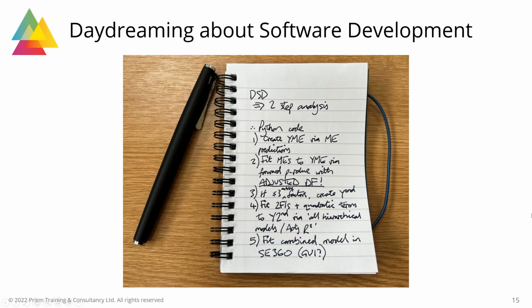And you can just about make out, if you can read my appalling handwriting, that I want my Python code to first of all calculate these YME values. Now, again, I could do this manually, but if I can automate this, it's going to save me so much time. I then want my Python code to try fitting the main effect to this YME pseudo response. I'm going to use a forward p-value selection method. I need to adjust or correct my degrees of freedom when I'm calculating those p-values. And this will tell me how many factors appear to be important, how many factors appear to be active.